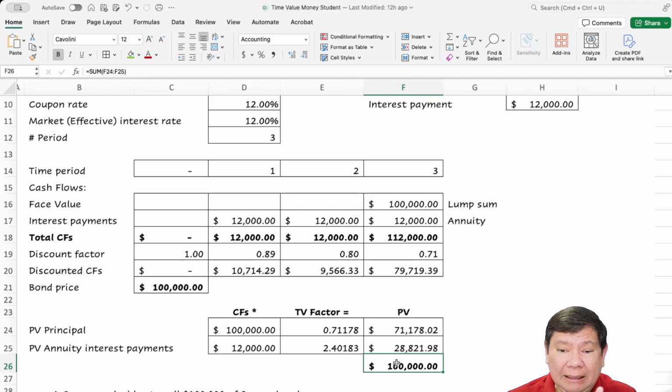So that's how we calculate the bond price when the coupon rate equals the market rate. We call it issued at par.